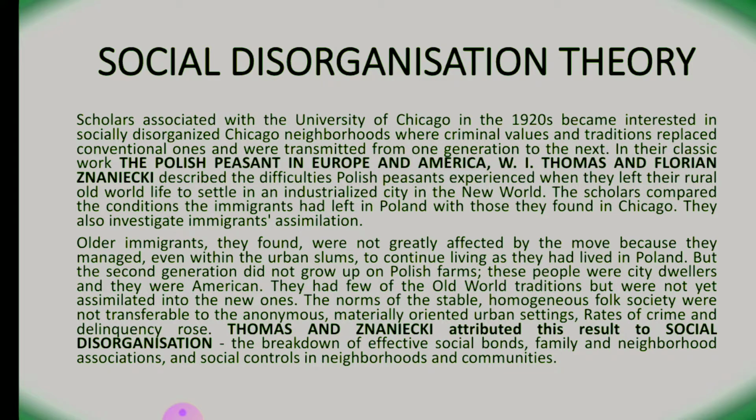The norms of the stable, homogeneous folk society were not transferable to the anonymous, materially oriented urban setting. Rates of crime and delinquency rose. Thomas and Znaniecki attributed this result to social disorganization: the breakdown of effective social bonds, family and neighborhood associations, and social controls in neighborhoods and communities.